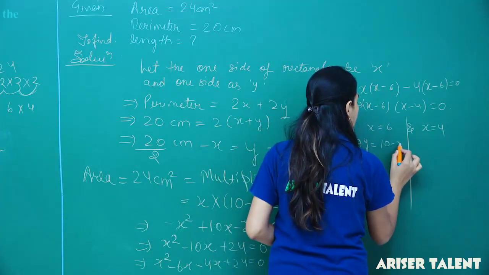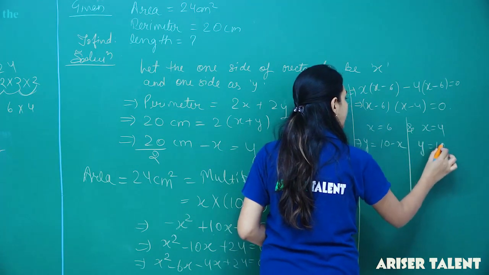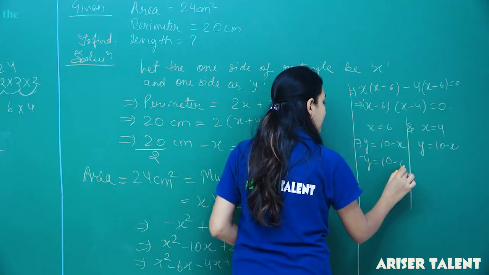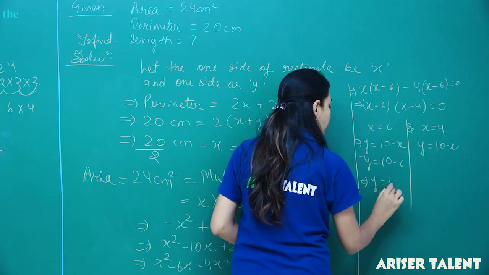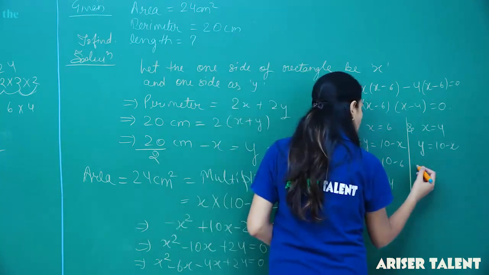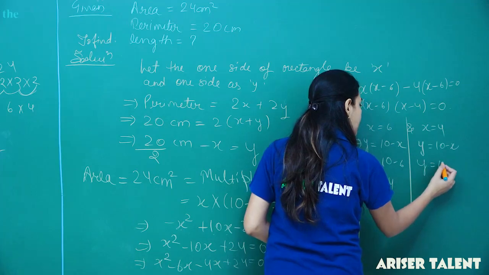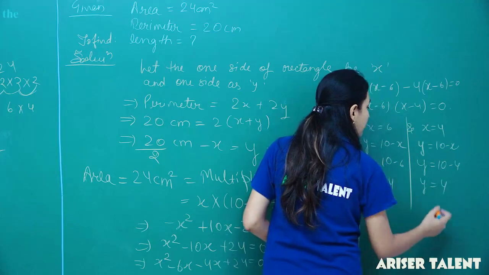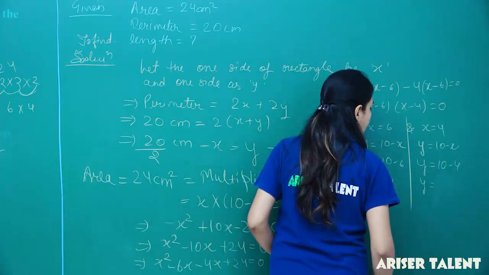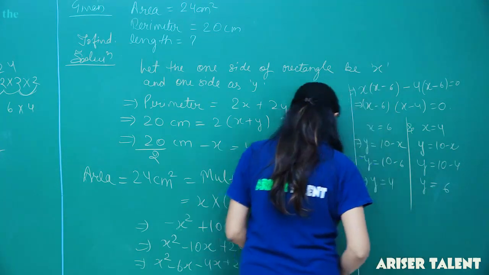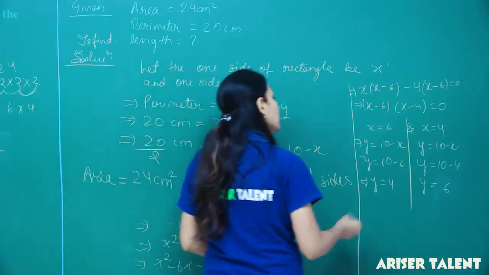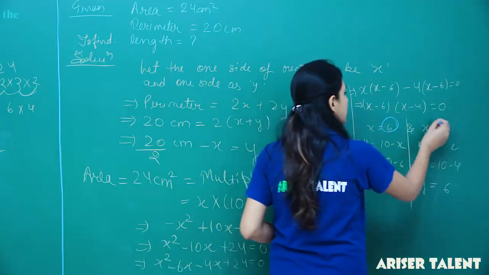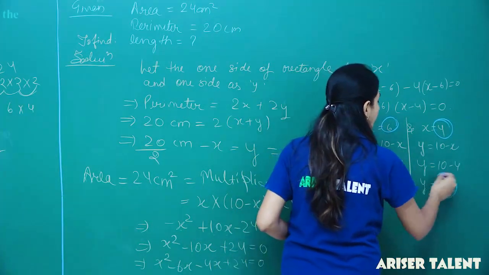y equals 10 minus x. Here also y equals 10 minus x. So y will be equal to 10 minus 6, which implies that y equals 4. Now if y equals 10 minus 4, this implies that y equals 6. So I am having two pairs of sides that will be the same: 6 and 4, 4 and 6.